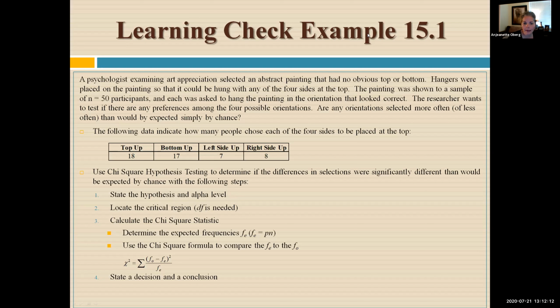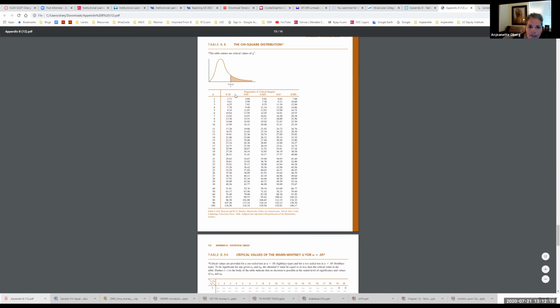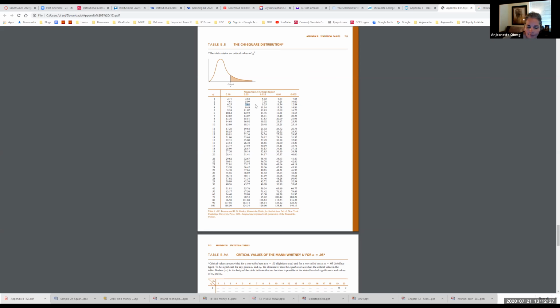I'm gonna go ahead and look up our degrees of freedom. So when we talk about degrees of freedom for a chi-square, it's categories minus 1. So it's C minus 1, which would be 3. We're going to use a 0.05. So our critical region is going to be 7.81.